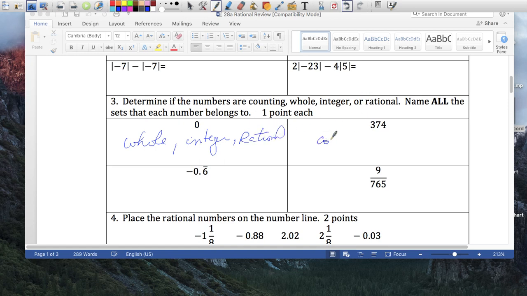374, it is a counting number. It is a whole number. It is an integer, and it's also rational.